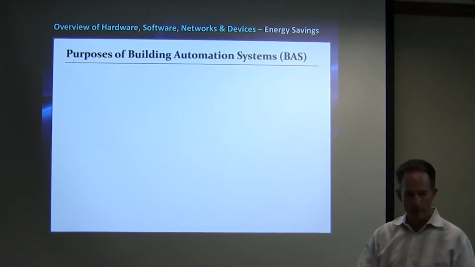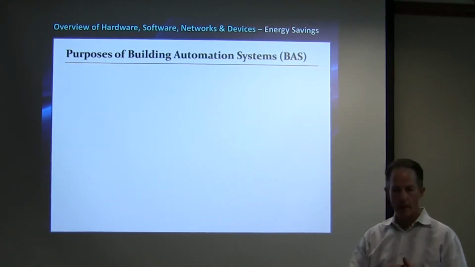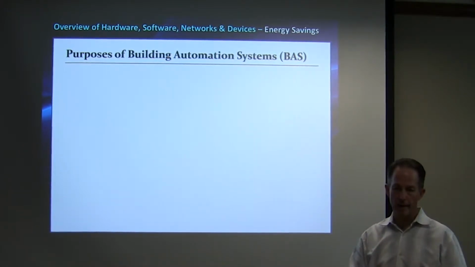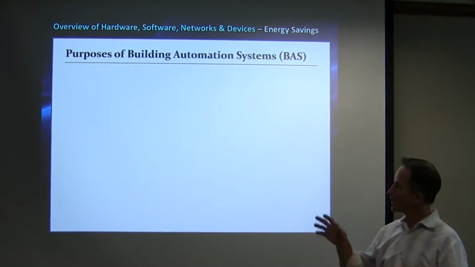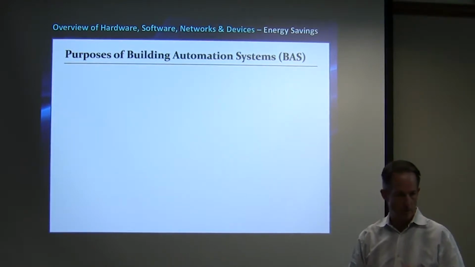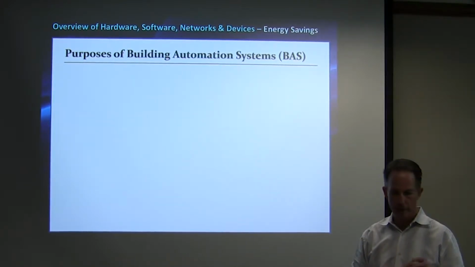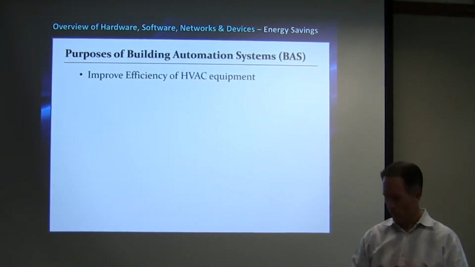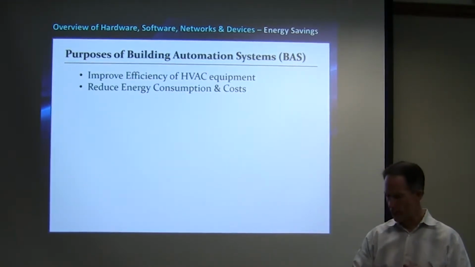So we've talked about purposes of air conditioning. Now we have other systems. We have security systems. We have lighting systems. We don't do a lot of those on campus. But what are some of the purposes of our building automation system? Efficiency. Okay, efficiency is probably number one. Decrease energy consumption costs. Reduce energy consumption costs.